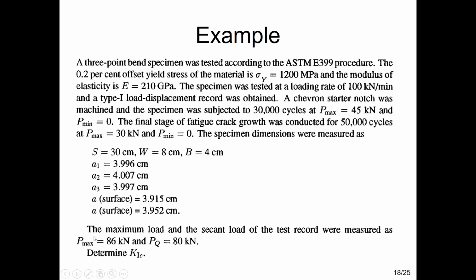There is a condition of the maximum load, where the maximum load and the second load of the test record were measured as Pmax equal to 86 kilonewton and PQ equal to 80 kilonewton. So your task is to determine what is the fracture toughness, K1C.